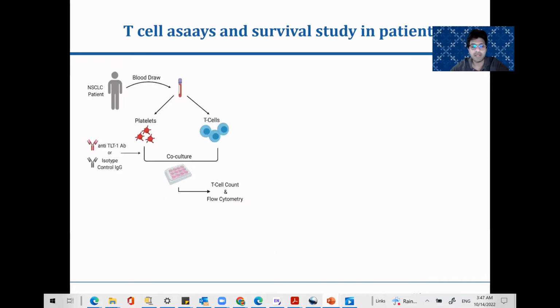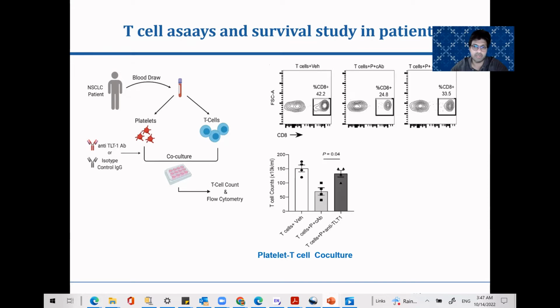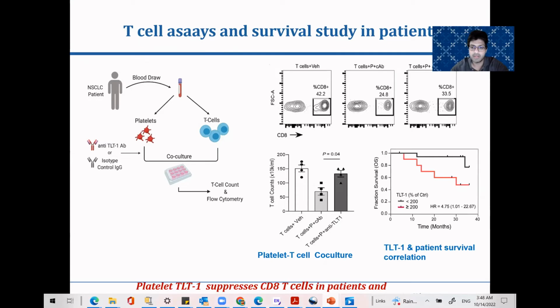The direct evidence of the effect of platelet TLT-1 on the T cells from the patients came from a co-culture study in which the T cells and the platelets were isolated from non-small cell lung cancer patients and co-cultured. What we saw was that platelets were able to induce T cell suppression in this study, and the use of anti-TLT-1 antibody was able to rescue the platelet-induced suppression in these patients. Interestingly, the survival of these patients in our cohort was inversely correlated with the platelet TLT-1 levels that we had measured.